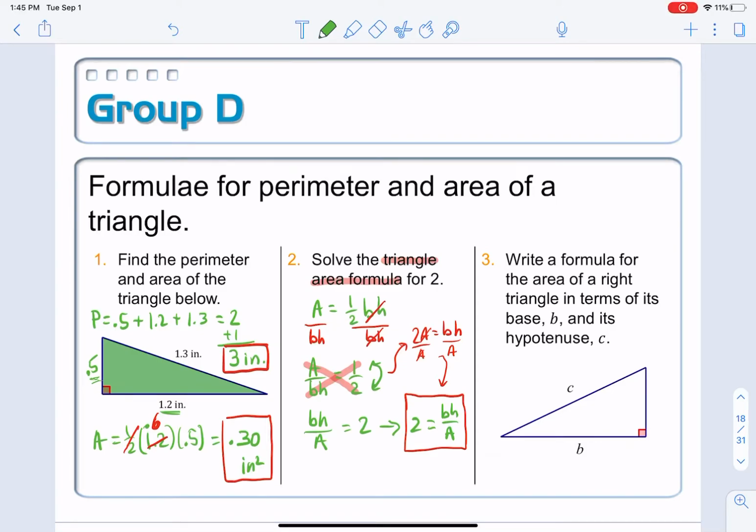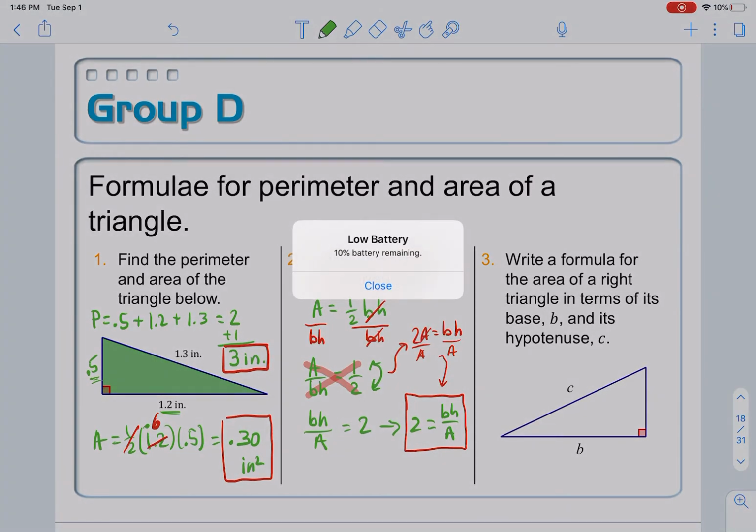All right, let's continue our triangle, perimeter, and area problems with number 3. Write a formula for the area of a right triangle in terms of its base B and its hypotenuse C. Okay, so certainly there's just not enough room here.